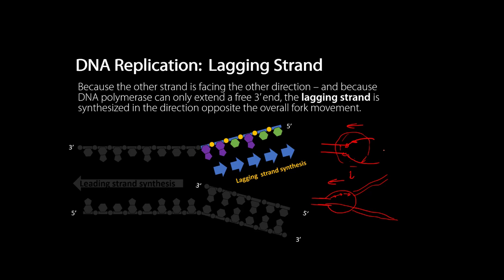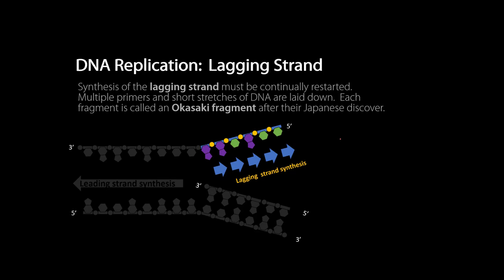But the key is there's individual fragments. These individual fragments are called Okazaki fragments. So the synthesis of the lagging strand has to be continually restarted over and over again. What the book will call this is discontinuous DNA replication. Each one of these fragments is called an Okazaki fragment, named after Reiji Okazaki, the Japanese researcher who discovered them.